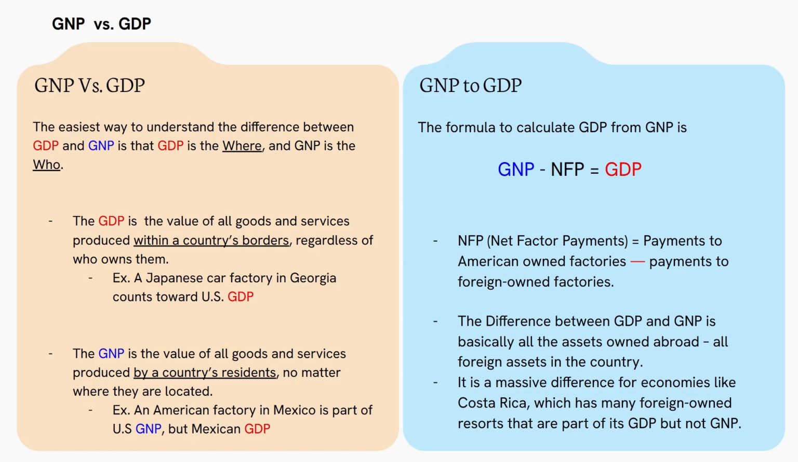And so you can kind of understand the difference between GDP and GNP as everything that America owns abroad minus everything that foreign countries own in America. And so if we take GNP and we subtract all of those payments, which are called net factor payments, that is equal to GDP. So the difference between GDP and GNP is basically all of the assets owned abroad minus all of the foreign assets in America.